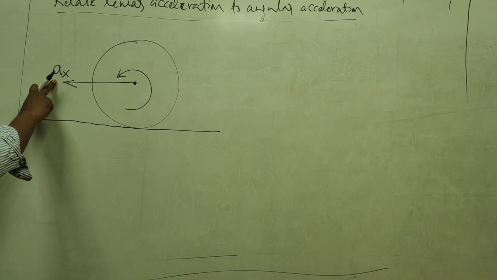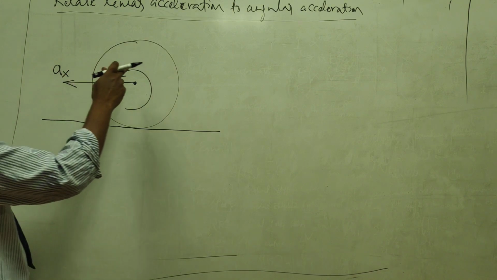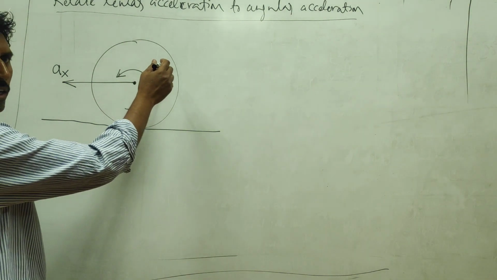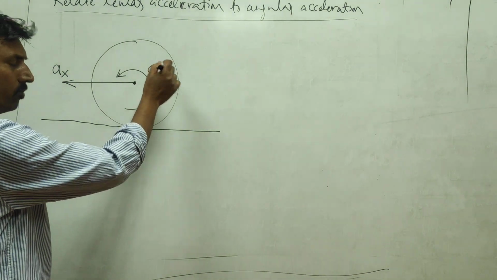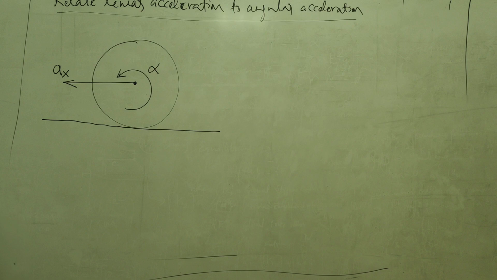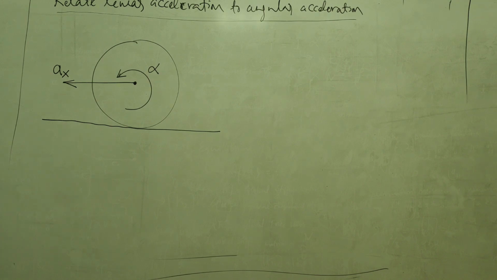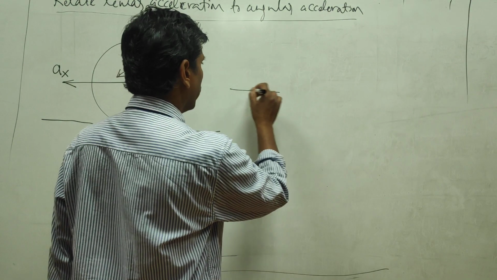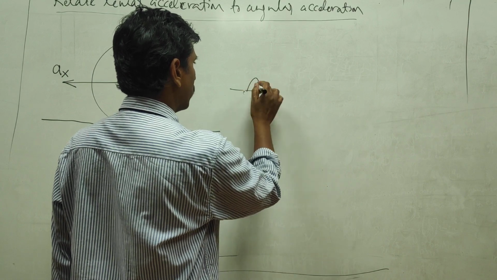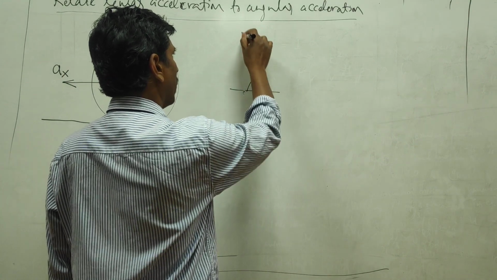What is the notation for angular acceleration, guys? Now, what is the notation for angular acceleration? Alpha. Okay, so we want to relate A and alpha. I think long back in kinematics of machines, you might have actually seen something like this.